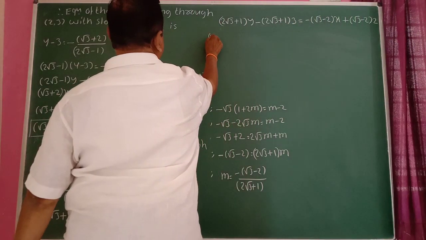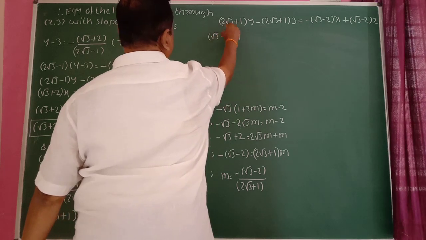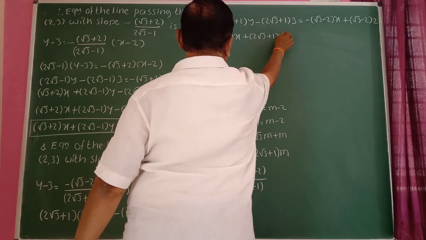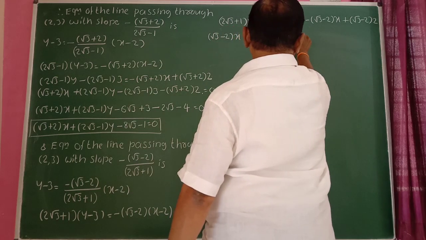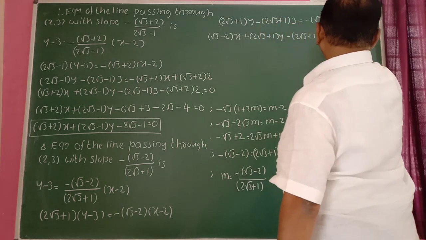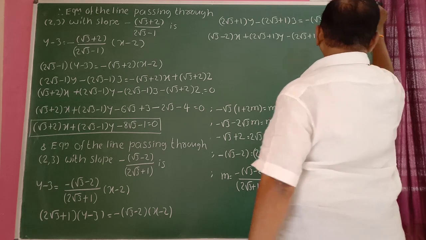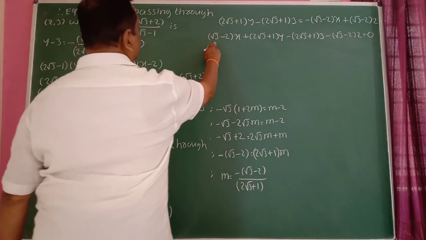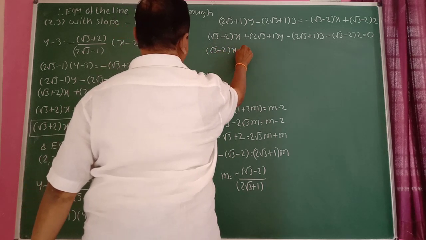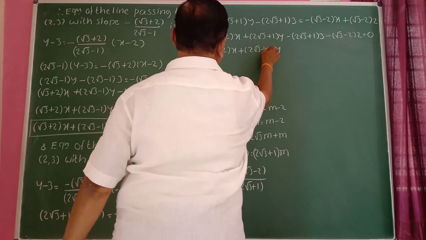Hence (root 3 minus 2) into x here. Then write this term here plus (2 root 3 plus 1) into y minus (2 root 3 plus 1) into 3 here. Then minus of (root 3 minus 2) into 2 is equal to 0. Yes, so (root 3 minus 2) into x plus (2 root 3 plus 1) into y here.